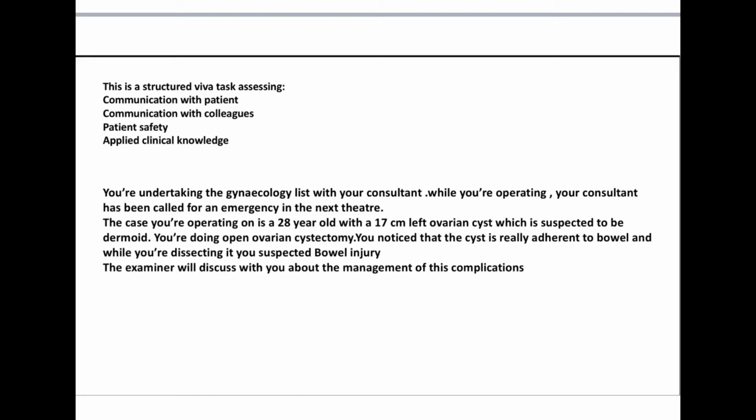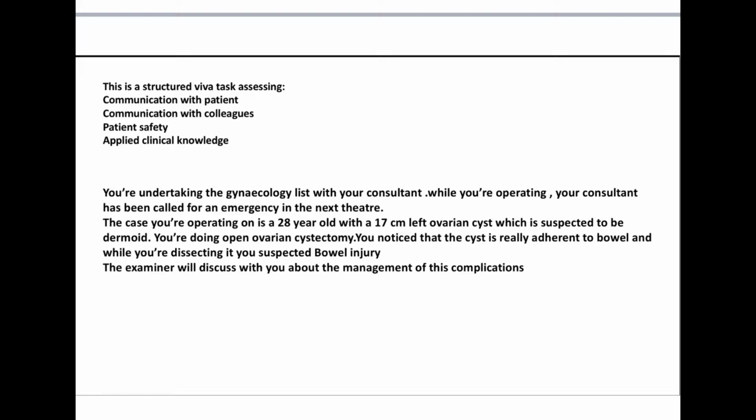So this is a structured Viva task assessing communication with patient, communication with colleagues, patient safety, and applied clinical knowledge. You are undertaking the gynecology list with your consultant. While you are operating, your consultant has been called for an emergency in the next theater. The case you are operating on is a 28-year-old patient with a 17-centimeter left ovarian cyst, which is suspected to be dermoid. You are doing open ovarian cystectomy.